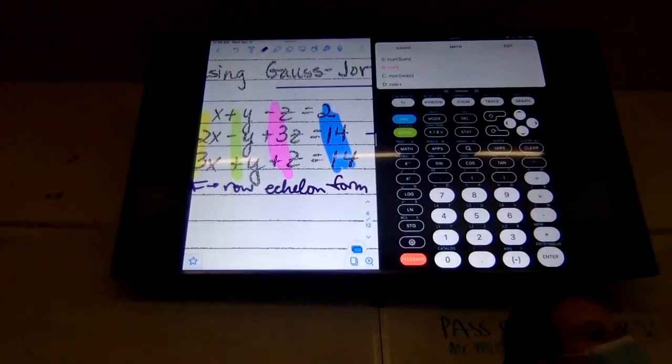Oh, wait, never mind. Go all the way down to A. Are you on? You're not on the right math. Go to matrix and then go to math. Good question. We can't just use the general math button. We got to press matrix and then we press math.